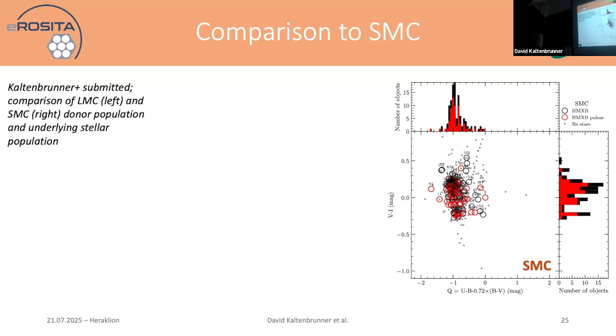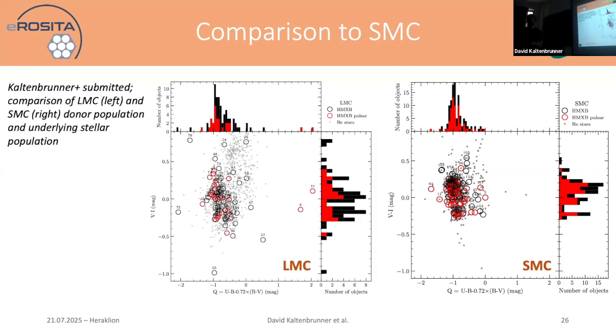In comparison, in the LMC, even though we have fewer X-ray binaries overall, we do find a much wider spread. We also see this in the population. We have more, I think a total of 7 supergiant X-ray binaries, even though we only have around half of the total systems. And this is seen both in the binaries as well as in the underlying population.